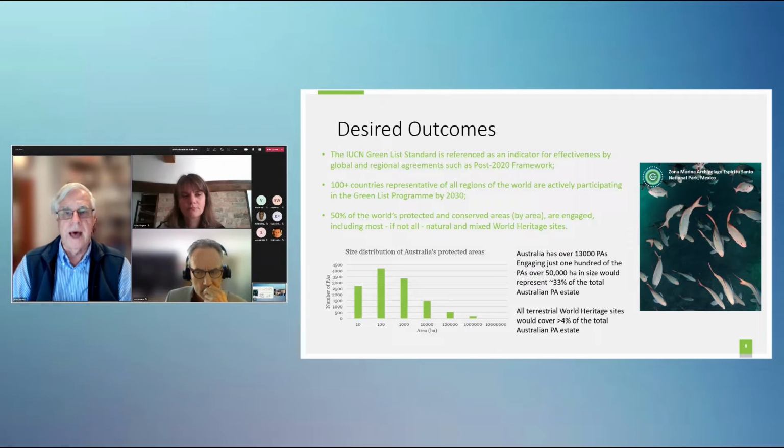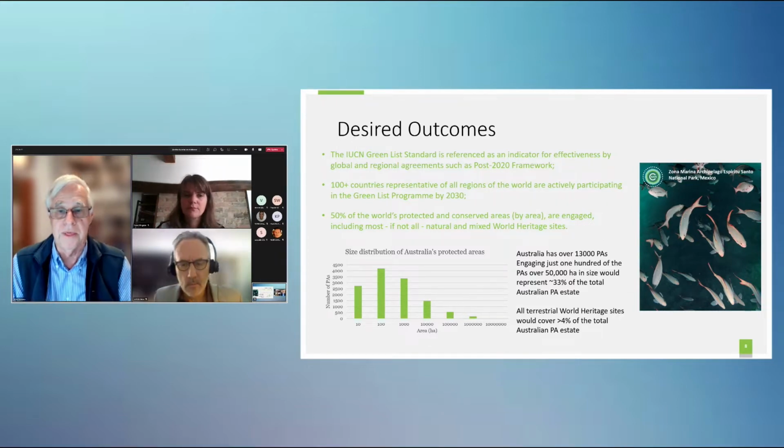Just an example of that in terms of how we can have influence in my country, Australia. This is the distribution of protected areas by size. Most of them are very small, and that's not atypical of other countries. If we were going to get just 10% of those protected areas in the Green List, it would be over 1,300.